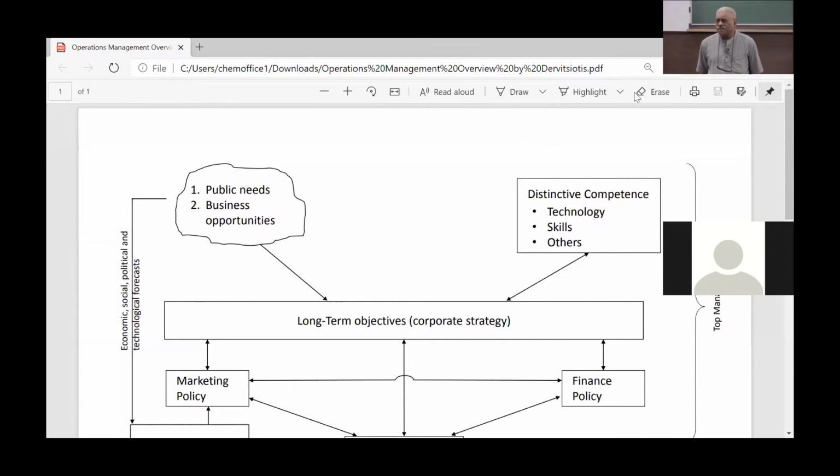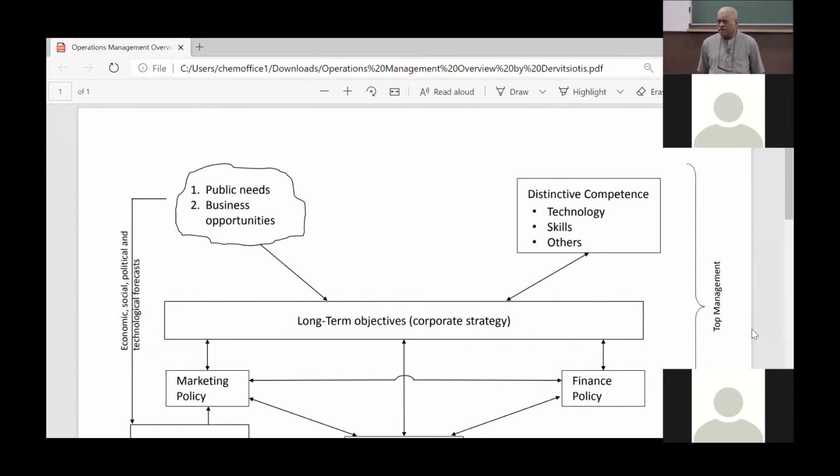Sir, yesterday we talked about the upper part of this diagram, which is related to long-term objectives. First we talked about top management. Then we started with the right part, the distinctive competence, which is related to the strength of SWOT analysis, like technology and skills and others, resources, human resources.